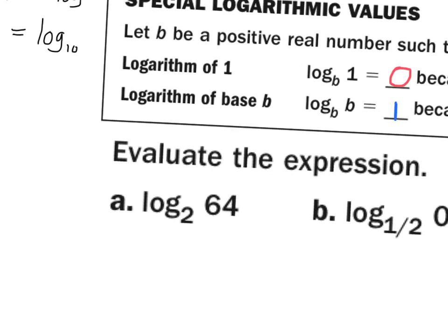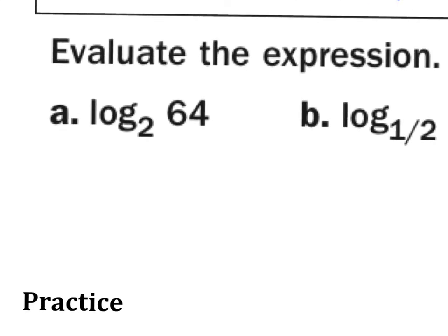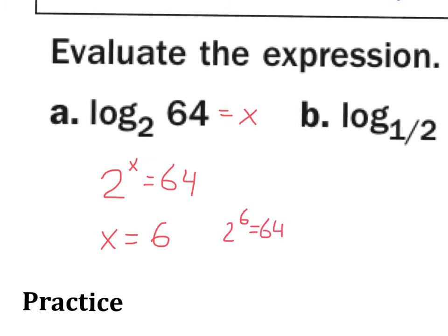All right, so let's evaluate this expression. So on A here, we have to ask ourselves this question. 2 to what power gives me 64? 2 to some power is 64. That's what we're saying here. So we just think about it for a little bit. 2 times 2 times 2 times 2 times 2. So in the end, we can say that x is equal to 6. Why? Because 2 to the 6th power is 64. And we could have just done that with our calculator if you didn't know it already.